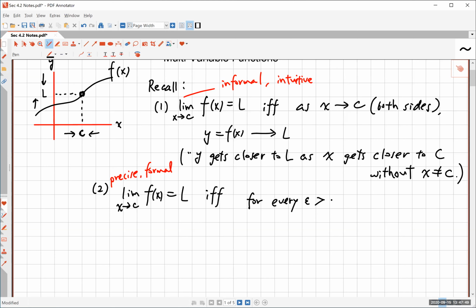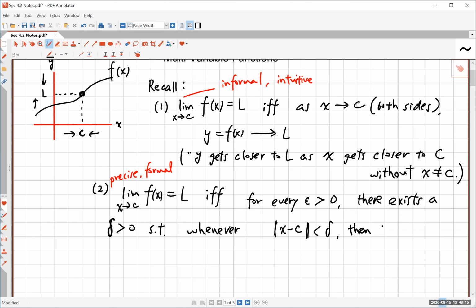If and only if for every epsilon greater than 0, there exists a delta, lowercase delta, greater than 0, such that whenever the absolute value of x minus c is less than or equal to delta, then the difference between f of x and L is less than epsilon. This is not completed yet. I will complete this in just a second.